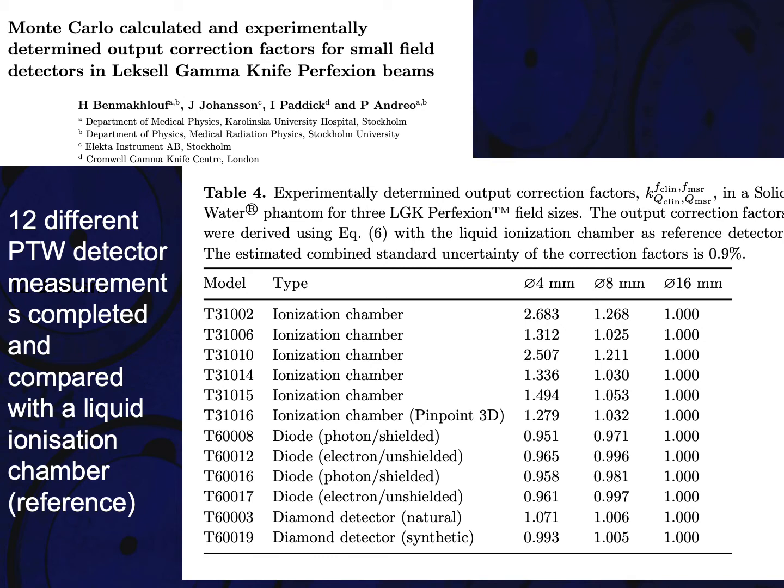And we repeated work similar to that for the Gamma Knife. We used 12 different PTW detectors, and we compared these with a liquid ionization chamber, which was our reference chamber. So you can see that some of these, the top one here, it's a large ionization chamber, so that has a correction factor of 2.6. So it shows that the active volume is much larger than the 4mm collimator. While there are other detectors here, the one at the very bottom, the synthetic diamond detector, which is very good indeed and measures the 4mm collimator to an accuracy of better than 1%.